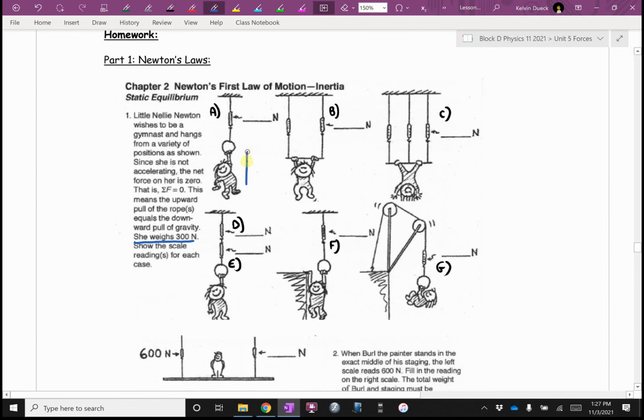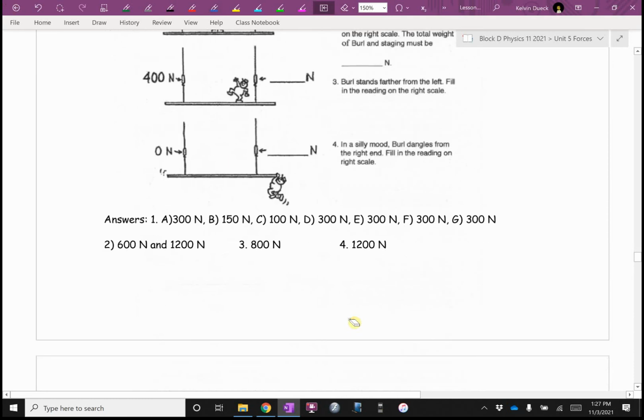If Nellie is being pulled down with 300 newtons, how hard must the rope be pulling up? What about here, if we're splitting it between two ropes? Okay, see if you can figure out the rest of those. I put the answers down here, so you can try those tonight as a head start if you wish. Now you can shuffle and put your books away.